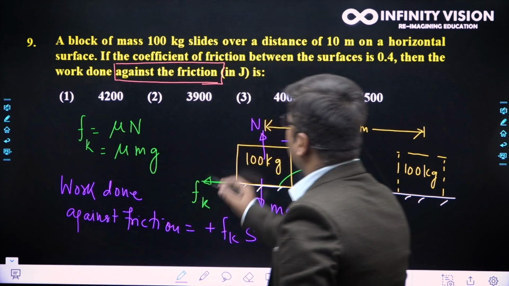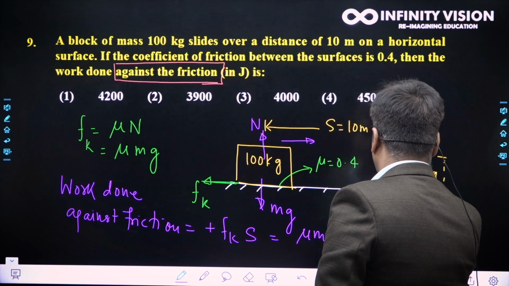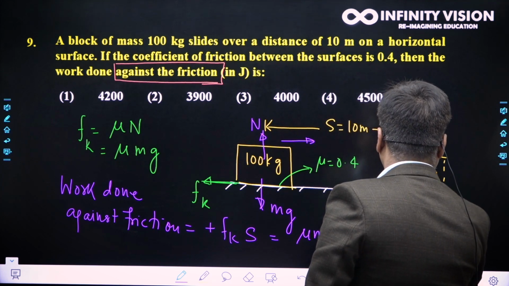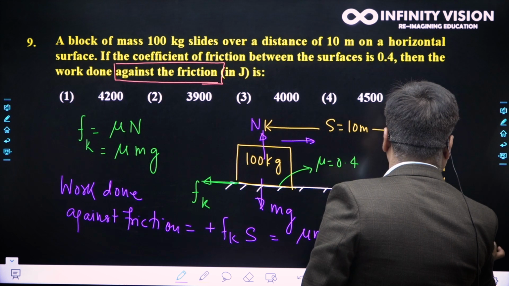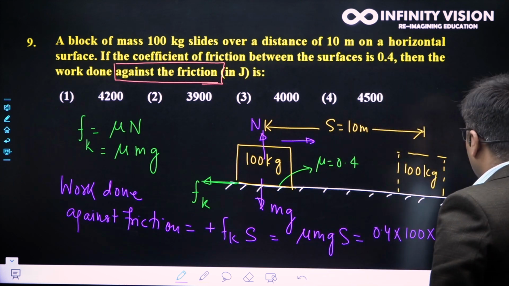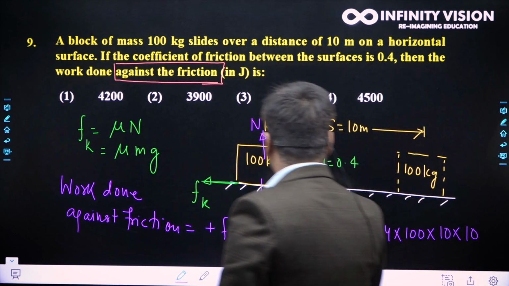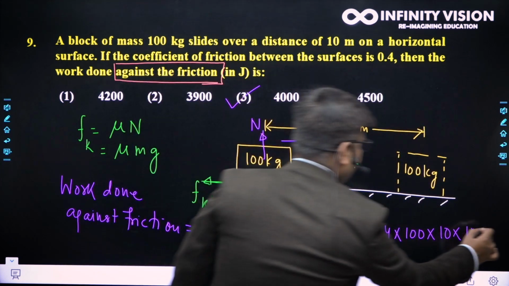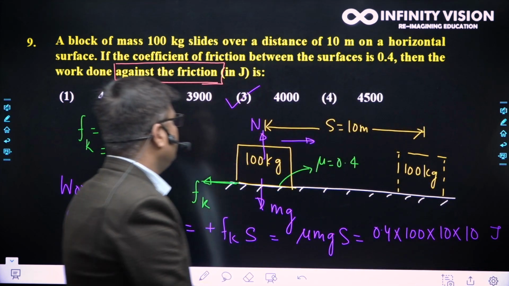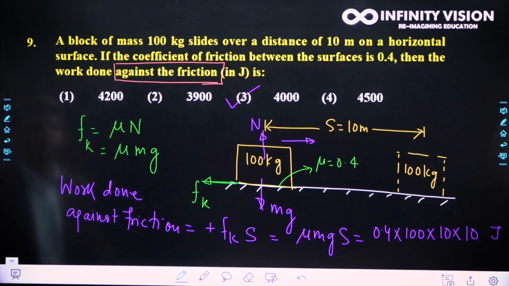Now substituting all the values, mu is given as 0.4, mass is 100 kg, g is 10 and S is also 10. So from here this will be equal to 4000. The answer will be 4000 joule. Simple question of work, power, energy, one dimension motion.